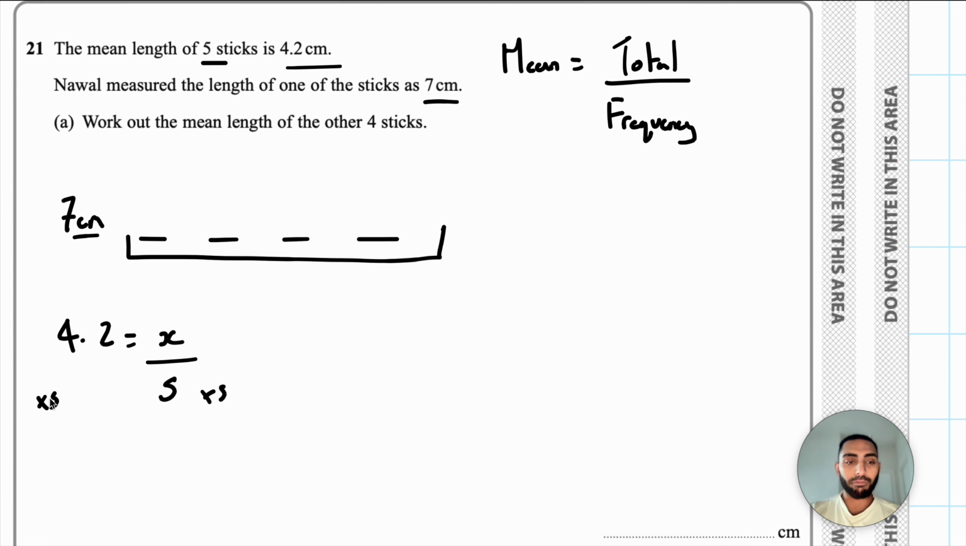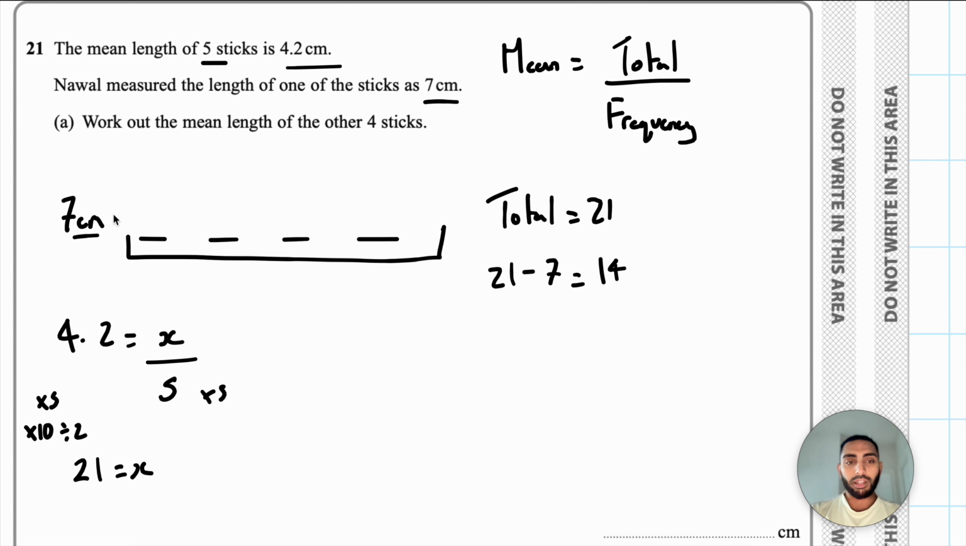An easy way to multiply by 5 is to times it by 10 and then divide it by 2. I think this would be easier for this one. 4.2 times 10 is 42, and if you divide it by 2, it's 21. So 21 is equal to x. That's my total. So the total of all of these numbers is 21. I know that one of the numbers is 7, so if I take away 7, 21 take away 7 is equal to 14. That means all of these 4 numbers add up to 14.